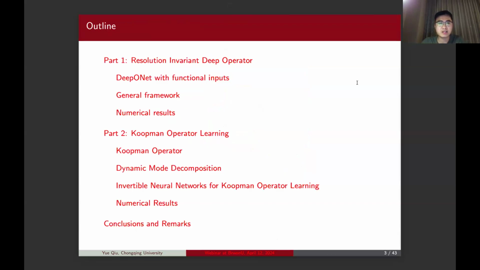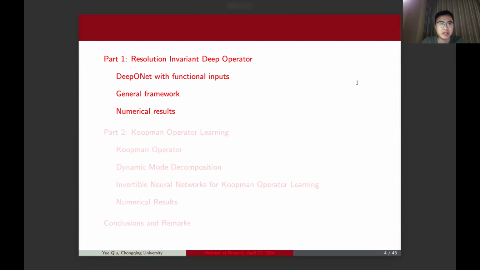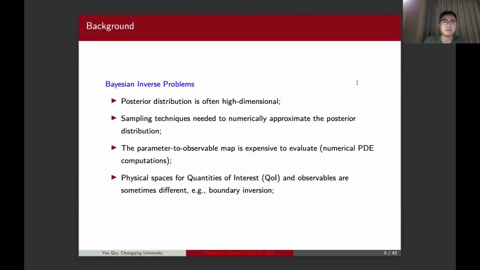So my talk has 2 parts. In the first part, I would like to introduce our recent work on the resolution invariant deep operator. And the second part, if I have time, I would introduce Koopman operator learning using invertible neural networks. The first part is what George focused on when he invited me to introduce my work. This part is application driven, since my research activities focus on Bayesian inverse problems and uncertainty quantification.